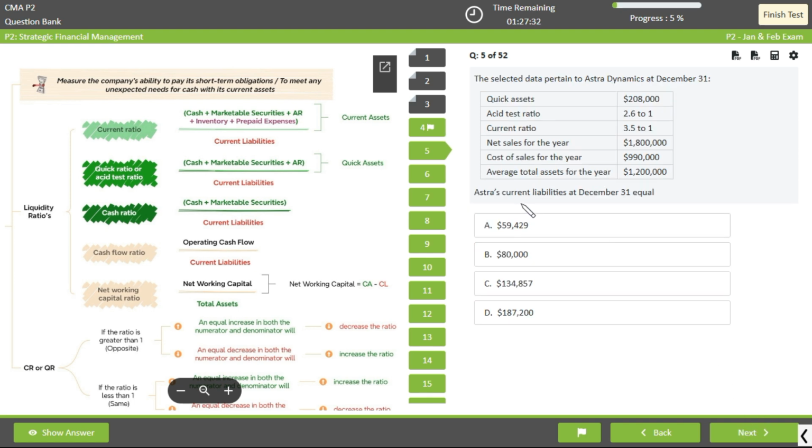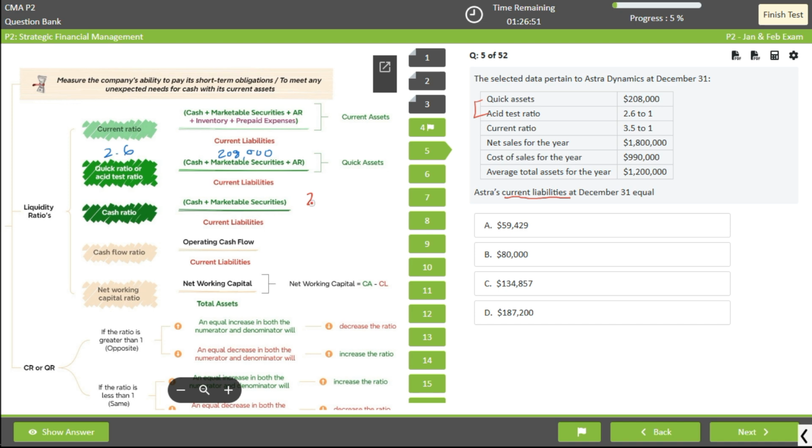Next, here they need the current liabilities. What is given? We have quick assets, acid test ratio, current ratio, net sales, cost of sales, and average total assets. With the help of quick assets and acid test ratio, we are going to get the current liability. Quick assets are 208,000 and the acid test ratio or quick ratio is 2.6.